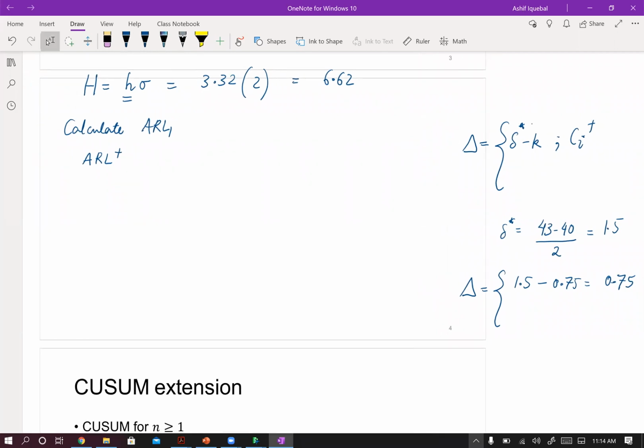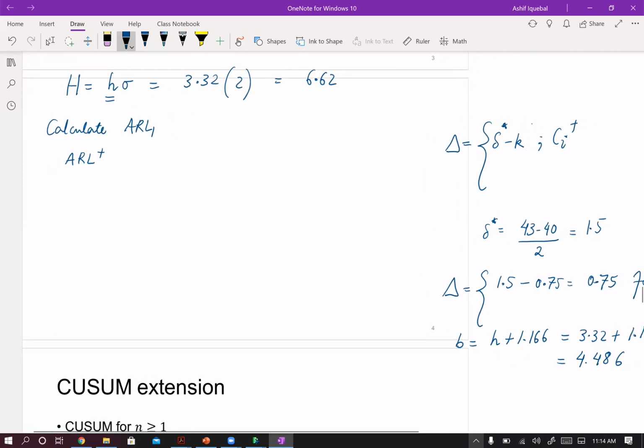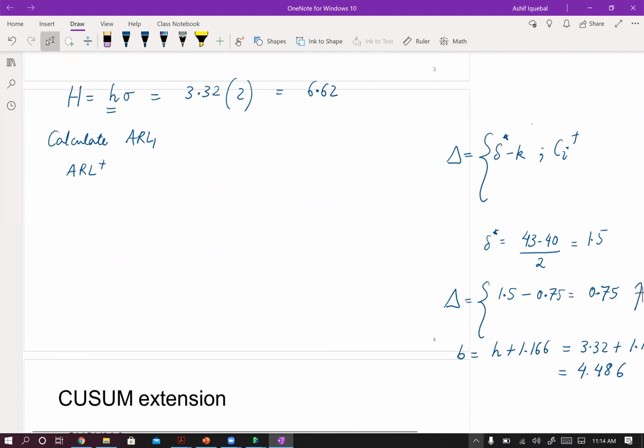And b, we already have the value of b, which is h plus 1.166, which is 3.32 plus 1.166, and this will be 4.486. Any questions so far?